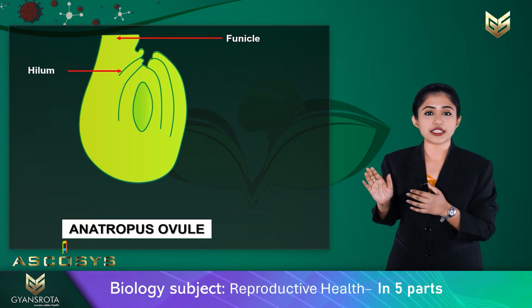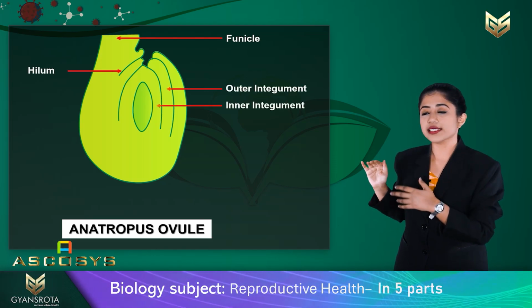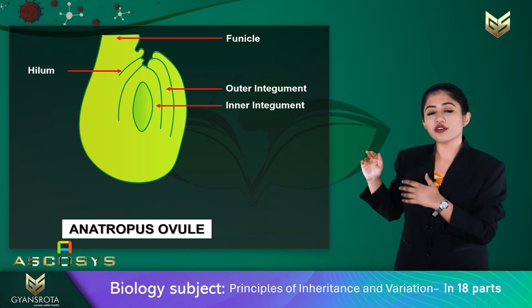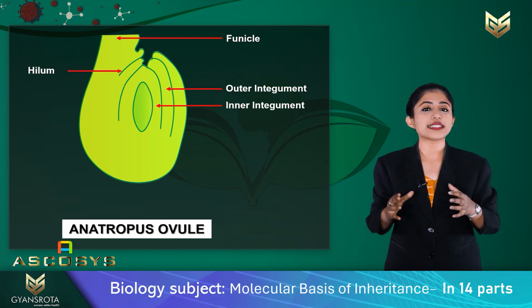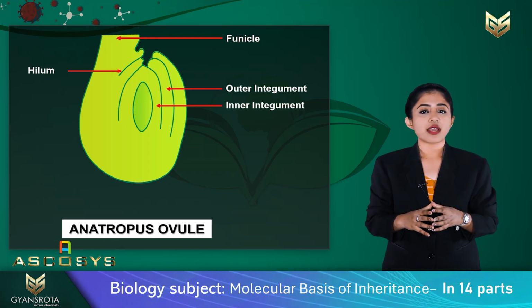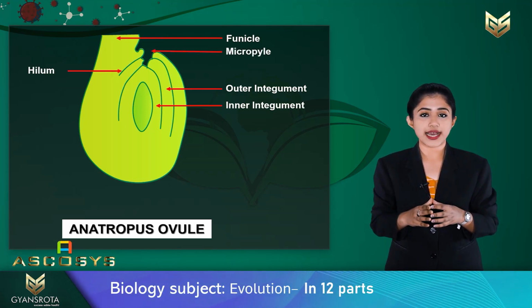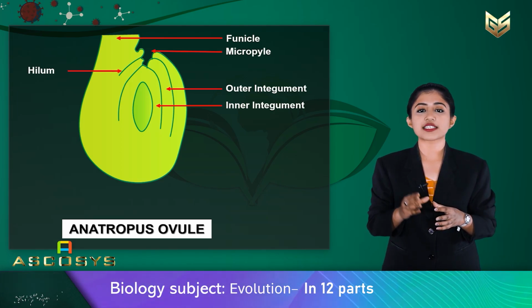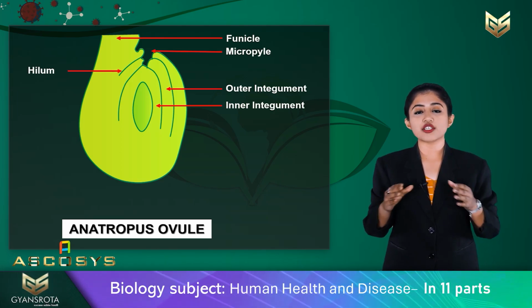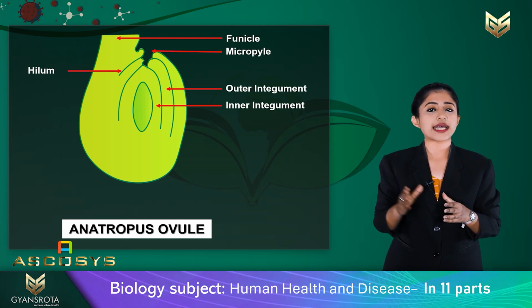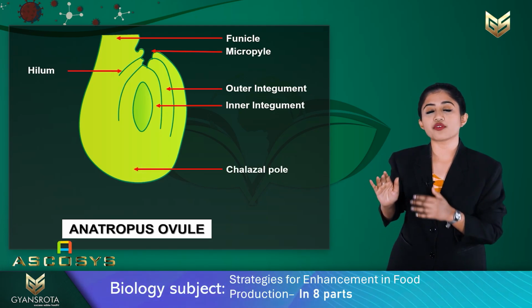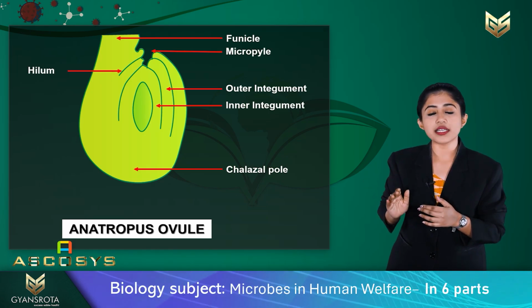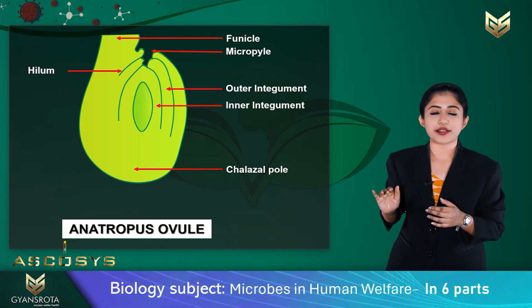And the next part, as you can see here, is the integuments. You can see outer integuments and inner integuments. These are going to form the seed coat. And the next one is the micropyle. This micropyle is a small pore where the integuments are not enclosed. And the next one is the chalaza. This chalaza is in the basal part of the ovule, so it represents the basal part and it remains opposite to the micropylar end.